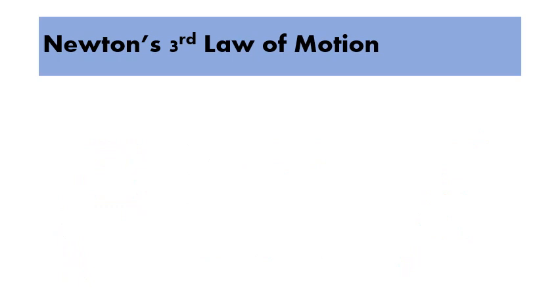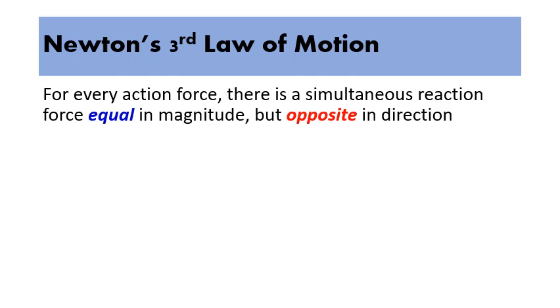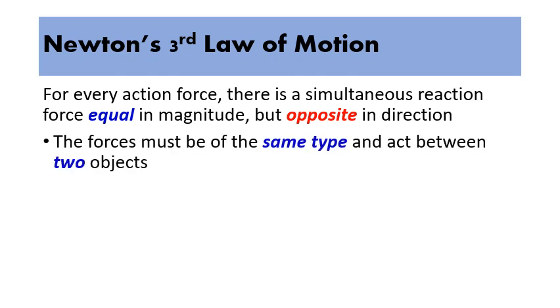We now come to Newton's third and final law of motion. Unlike the first two laws, which dealt with a single object, Newton's third law deals with two objects. It states, for every action force, there is a simultaneous reaction force equal in magnitude but opposite in direction. Two key points are that the forces must be of the same type and act between two objects.